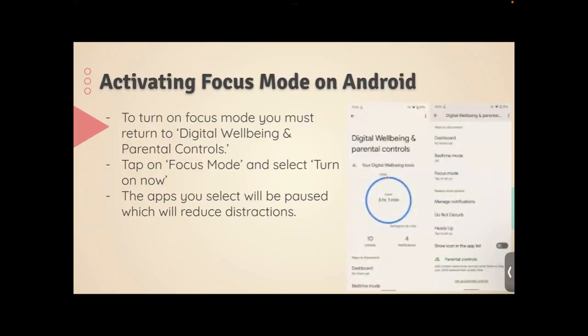So, activating focus mode on Android. To turn on focus mode, you must return to digital well-being and parental controls, which is found in your settings. You would tap on focus mode and select turn on now. Then the apps you select in that setting will be paused, which will further reduce any distractions.